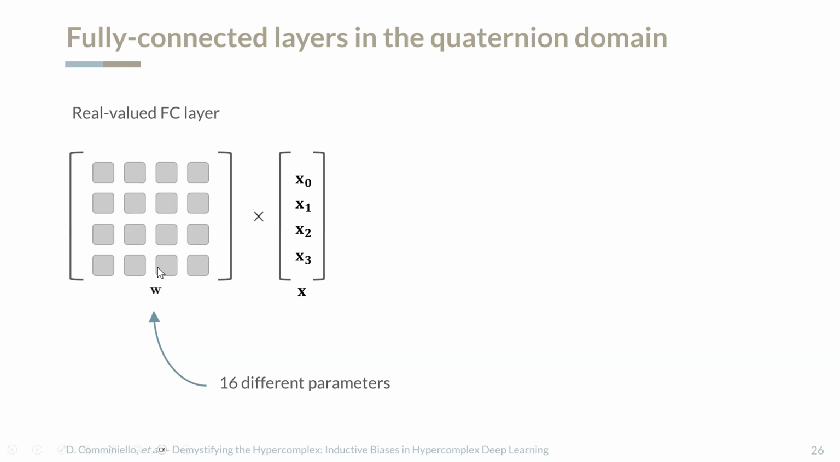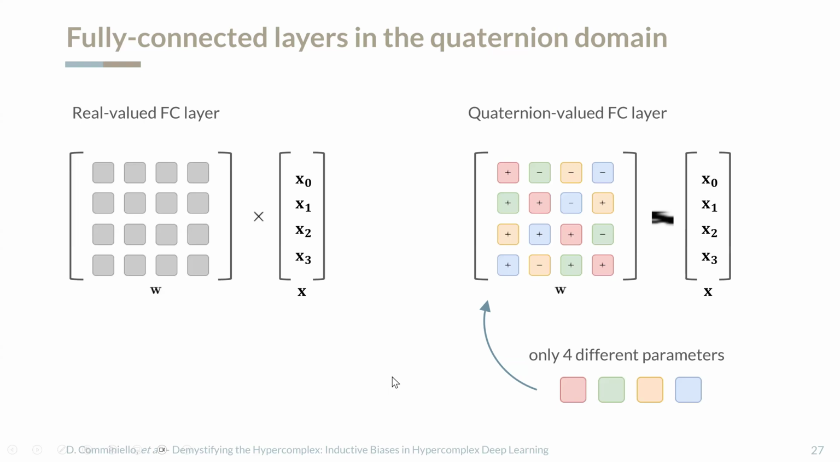In the real-valued domain, we have a matrix with 4 times 4 parameters that we need to learn using backpropagation and so on. Okay, and we make some kind of multiplication with the input signal. So at the end we have 16 different parameters. When we use a quaternion-valued fully connected layer, instead of having 16 different parameters, we have only 4 different parameters.